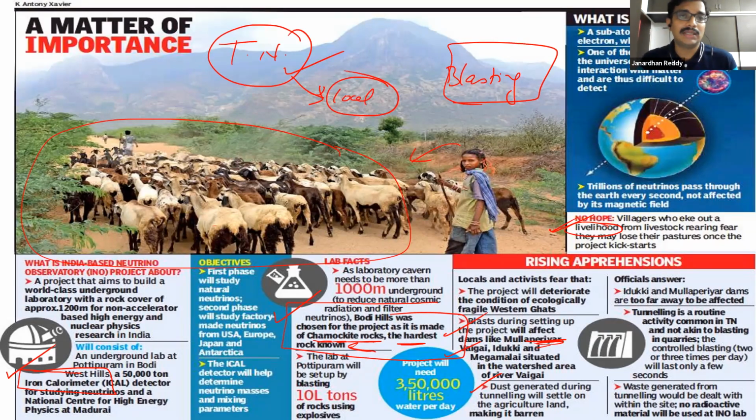But actually scientists are saying there is no radioactivity. Neutrinos are neutral. There is no radioactivity. We will do tunneling. Blasting will be very little. It will not affect the environment on a big scale. Only a few blasts will be done.